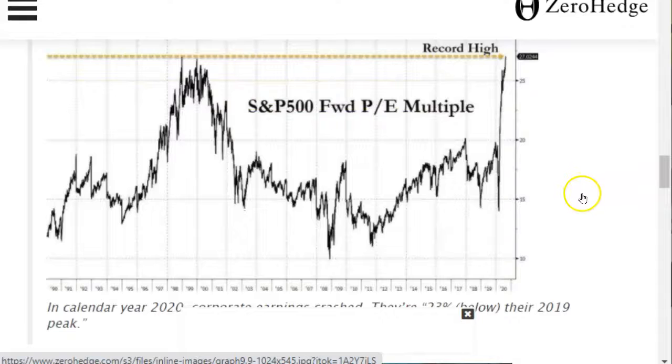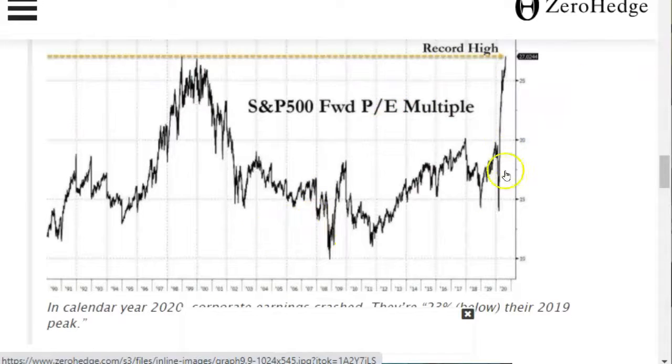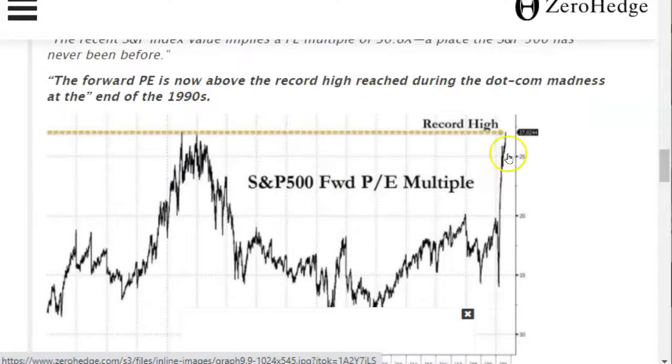And then there's this one as well, which is the forward PE is now above the record high reached during the dot-com madness at the end of the 90s. So this is a very sharp spike, sharper than in 2000. So I don't know if this is done or if this will snap back. It's hard to say. That one took a long time. But nonetheless, we know that this valuation of forward PEs is not a good sign.